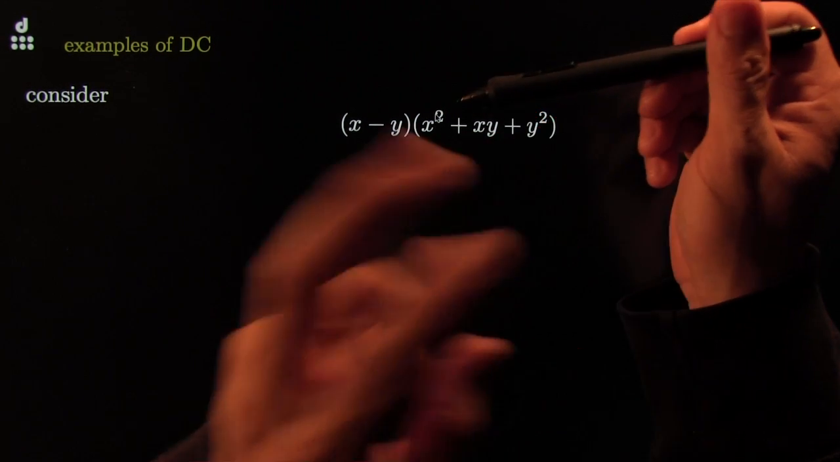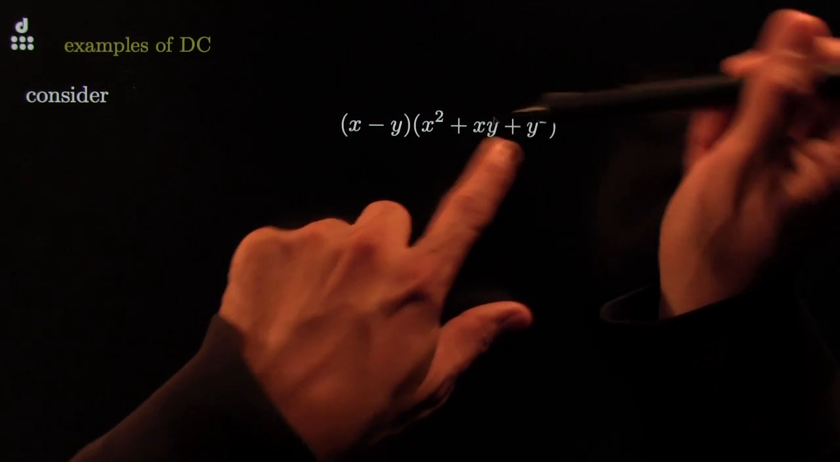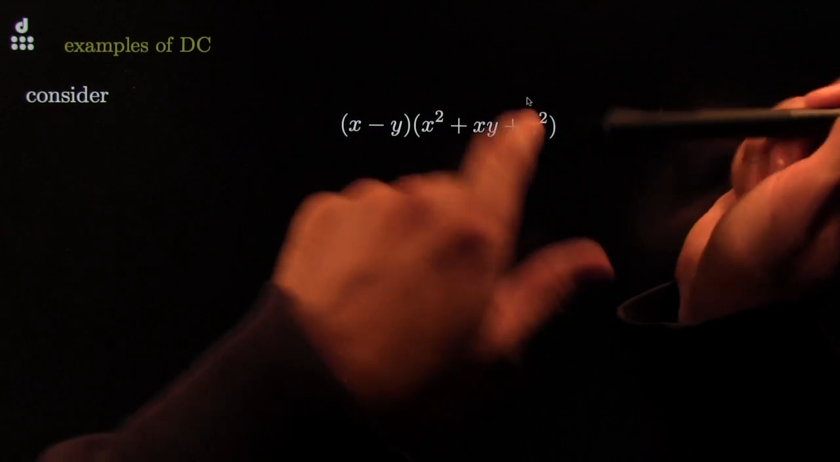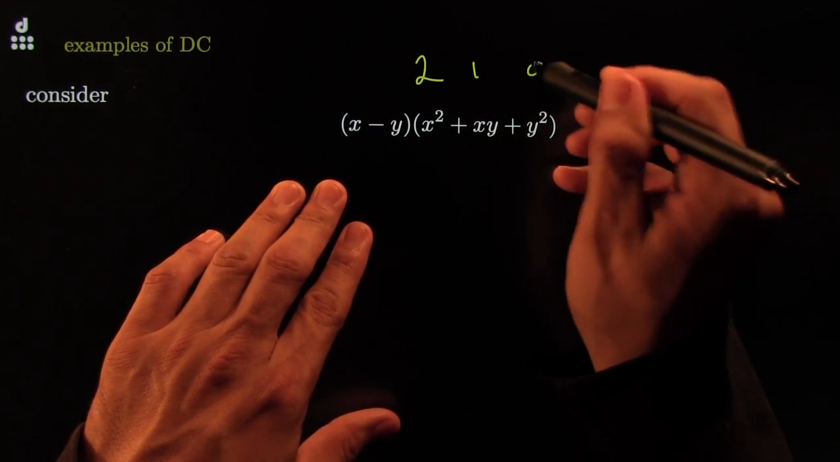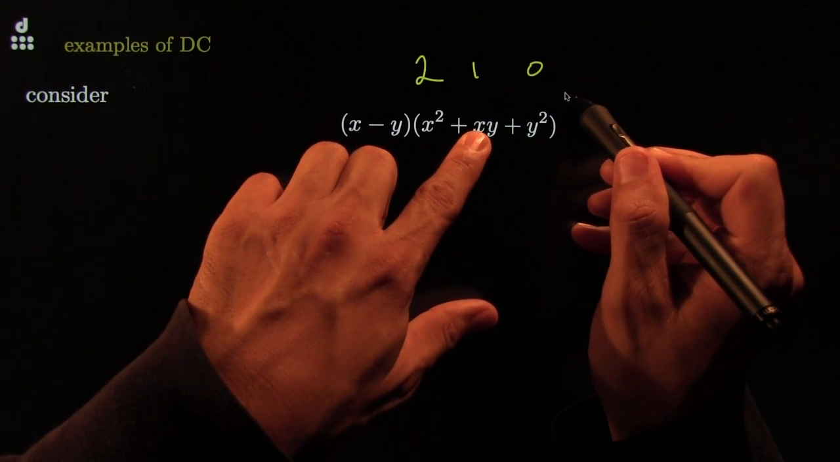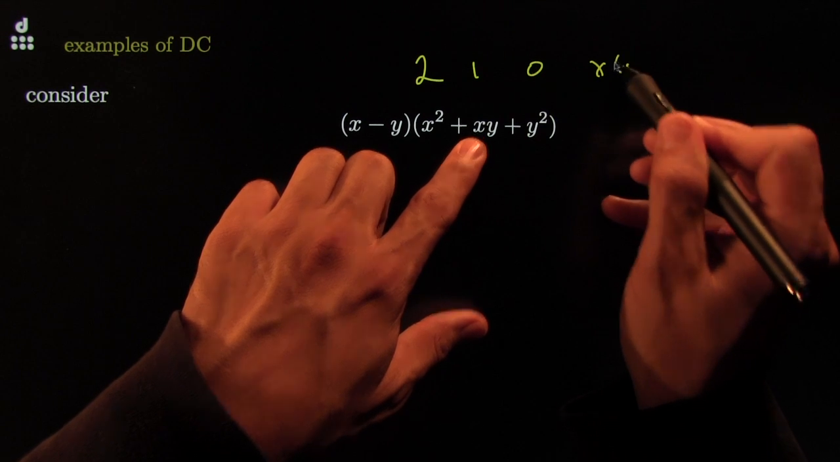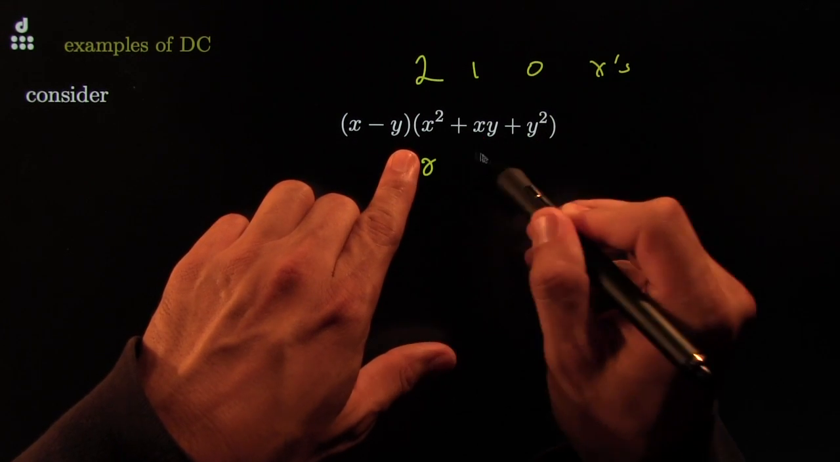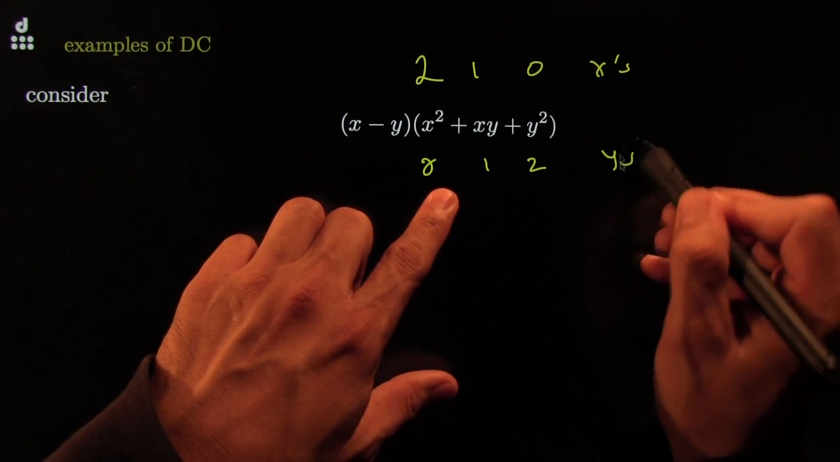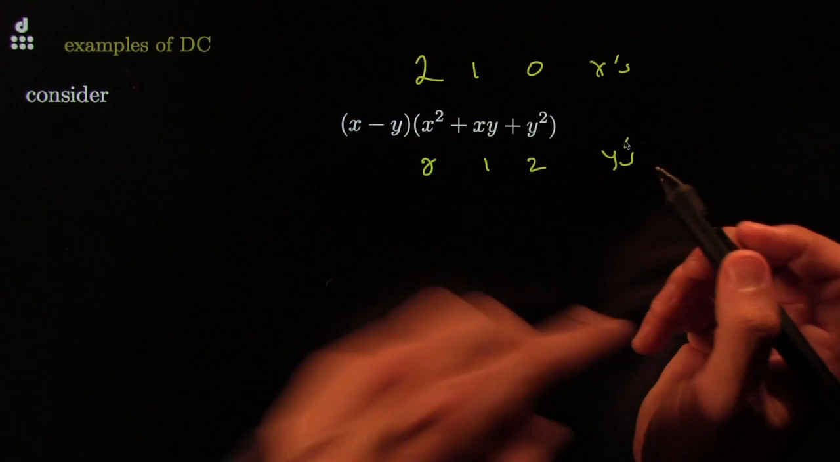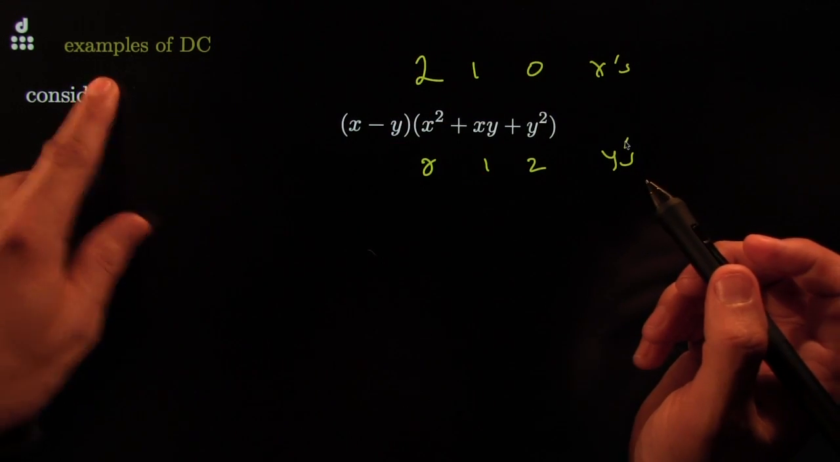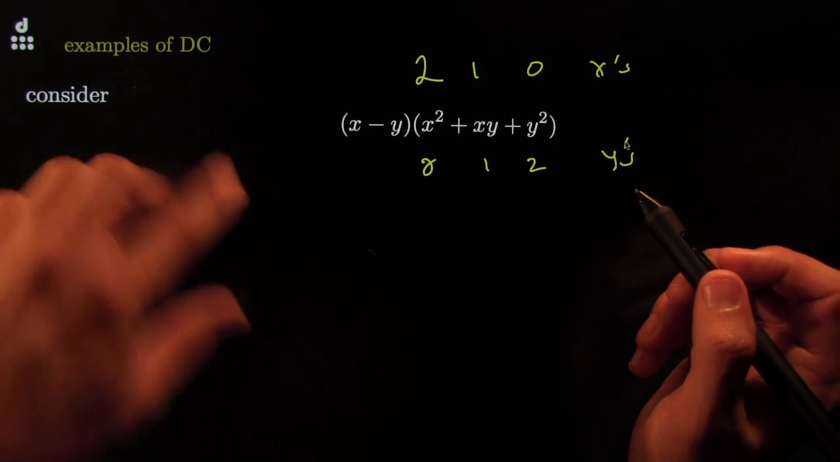Look at the number of x's. You have 2 x's first, and then 1 x, and then no x's. So they decrease from 2 to 1 to 0 on the number of x's. Look at the number of y's. You have 0, 1, 2. They increase the number of y's. So one of them is going down, the other one's going up. That's the perfect pattern for a difference of cubes.